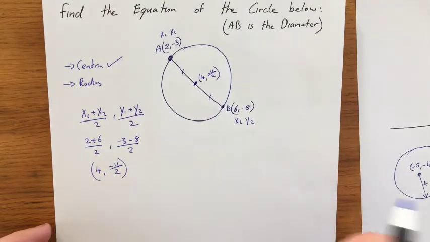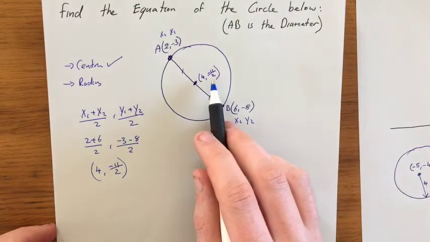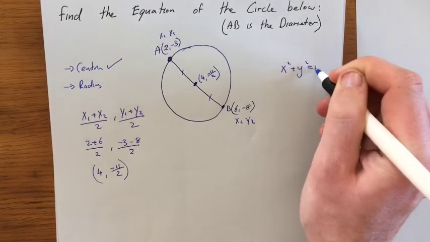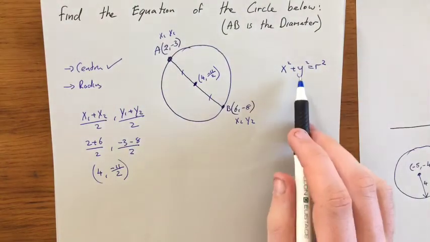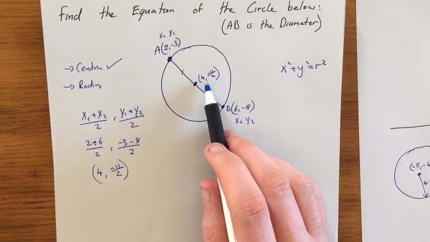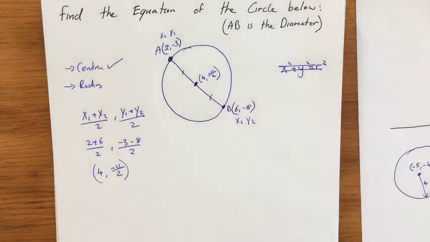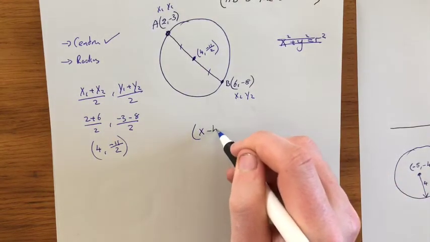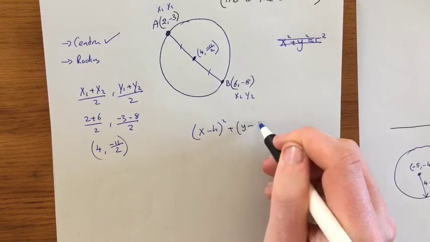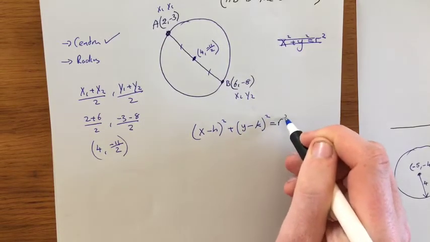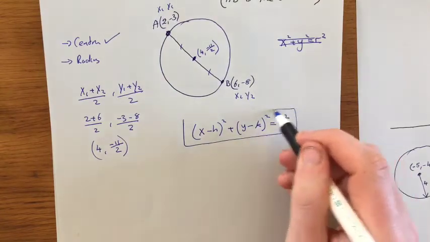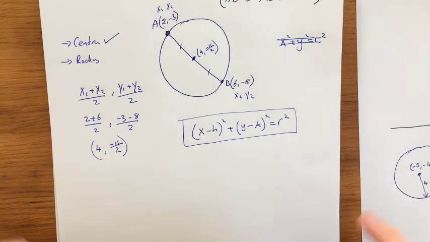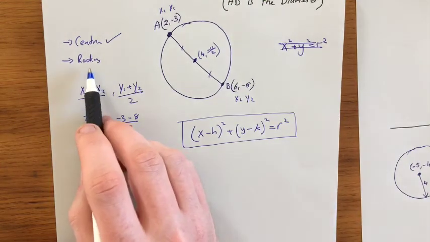Now we know that the center is not on 0, 0. So we would not be using this formula, because I said in the last video that formula there is only for a circle that has a center on 0, 0. So we're not going to be using that. We're actually going to be using this one here, x minus h squared plus y minus k squared is equal to r squared, because this is the formula that we use when the center is not on 0, 0.